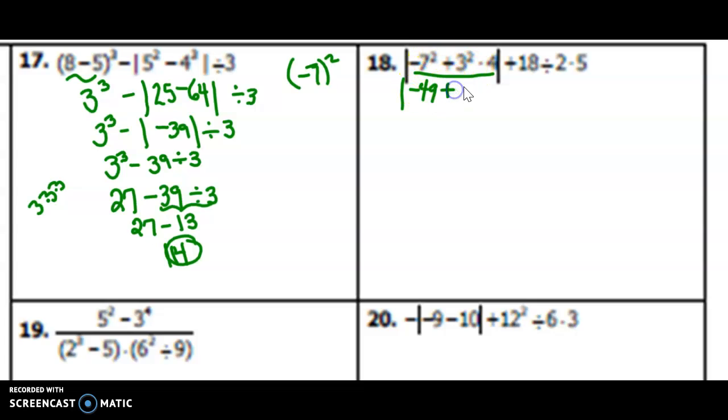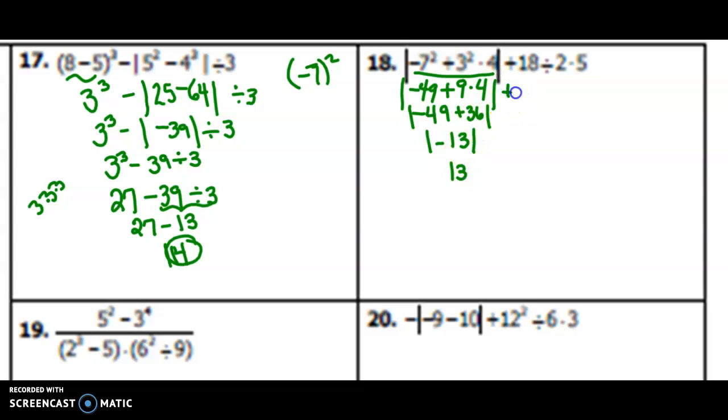We're going to add to that 9 because 3 squared is 9, and we're also going to have that multiplication of 4 there. Now, I can't add before I multiply. So inside those absolute value bars, I'm still inside the absolute value bars. And I have that -49 is going to be added to 36. Well, that's going to give me -13. And then the absolute value of -13 is positive 13.